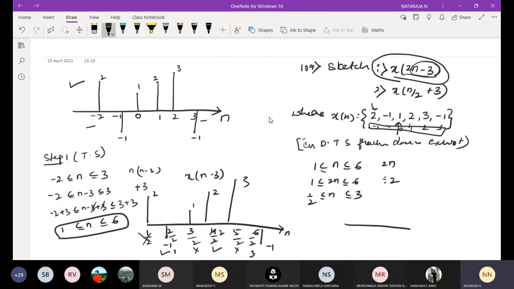Okay, if you have a doubt with respect to this: we got 1/2, we should not consider 1/2. After 1/2, what is the value? We'll get 1, then after 1 we'll get 2, then 3. How did I get 1? From 2/2. What is the amplitude of that? We'll get -1. How did I get 2? 4/2 gives 2. The amplitude will be +2. How did I get 3? 6/2. The amplitude will be -1. Like this, we need to write. This is your x of 2n-3.